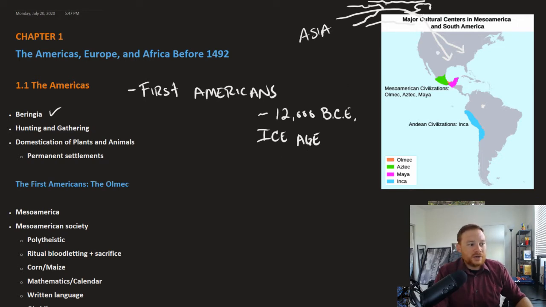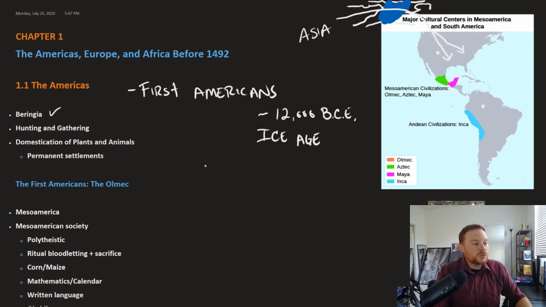And so this area, which had previously been land, now essentially became submerged underwater. And so the people who had migrated to North and South America, in other words, the first Americans, for the next 10,000 years became isolated from their counterparts in Europe, Asia, and Africa. And we use these terms to describe these different geographic landmasses.